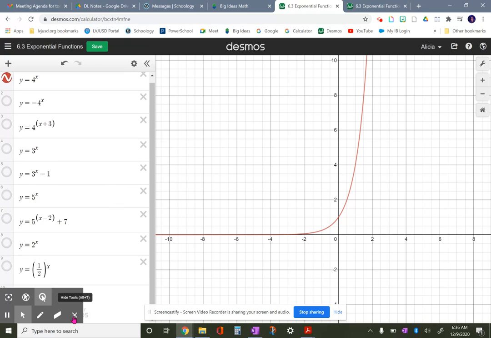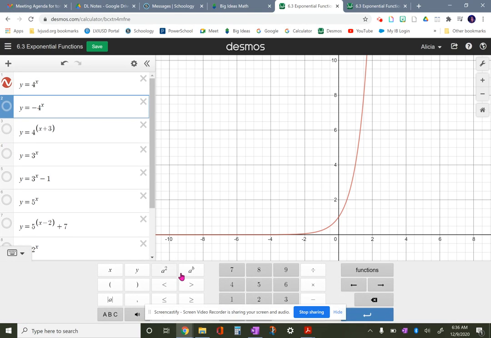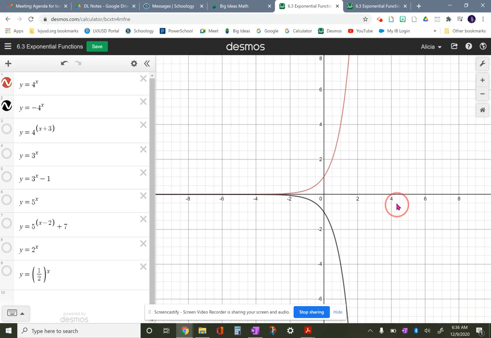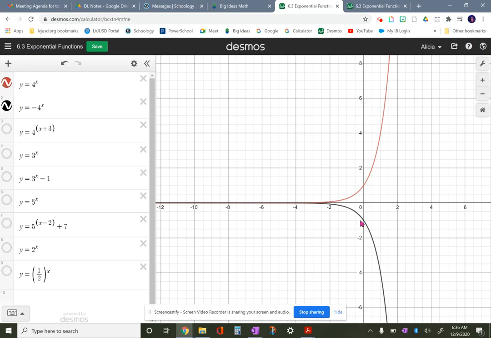Remember that you can type those in by using this keypad down here, or you can just type it in by hand using your own keypad. So when I click on this one, we can see they look pretty much the same, but what happened to the original function, or what they call the parent function, is it is now flipped over the x-axis. So it looks like the function in black. It's just flipped over, going in a different direction.